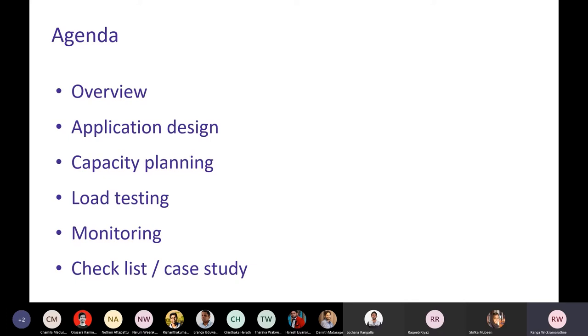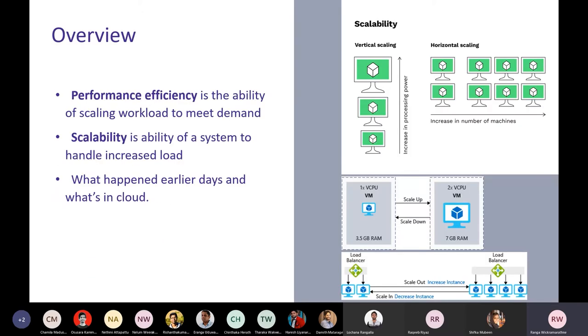And finally, we'll be talking about a summary of checklist items that you need to go through when you are pushing your system to production. And of course, we'll be talking about the case study as well. Okay, so let's go into the overview first.